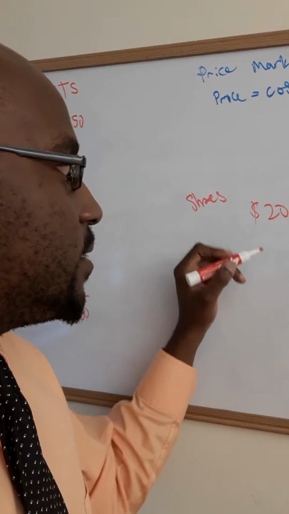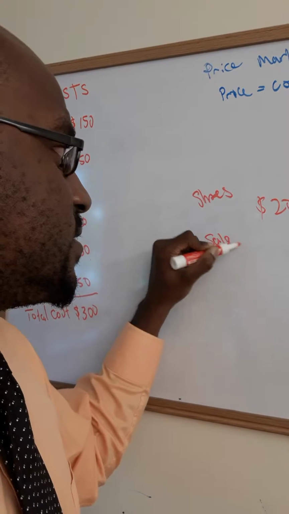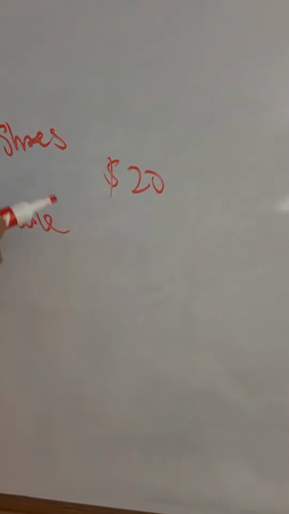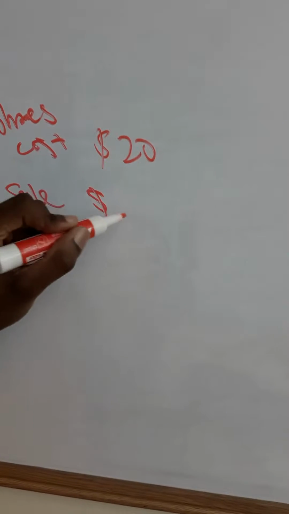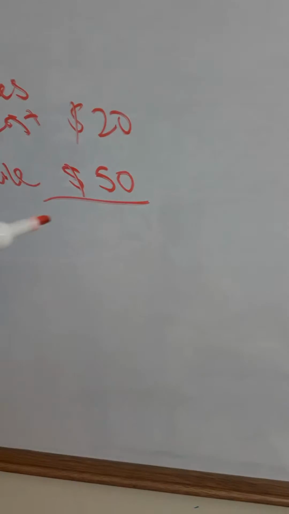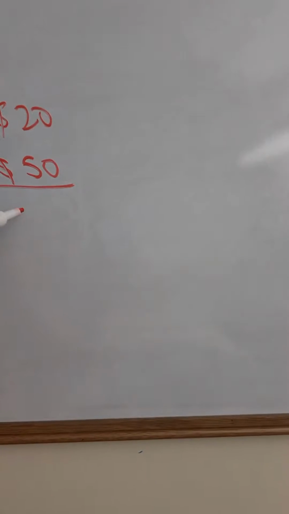But let's say they decide to do a special sale. This is the cost. Now they're doing a sale and they're selling it for $50. This means that now they have a profit of $30.